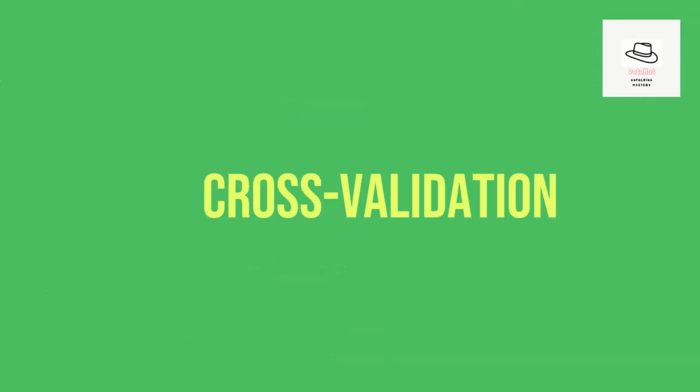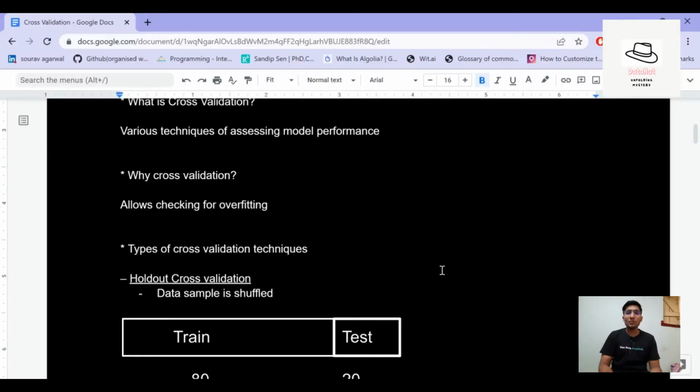In this video, we are going to talk about cross-validation, what is the need for cross-validation, and what are the various popular techniques of cross-validating your machine learning data. So understand first of all what we mean by validation. When we talk of validation, it refers to the techniques of assessing the model's performance.